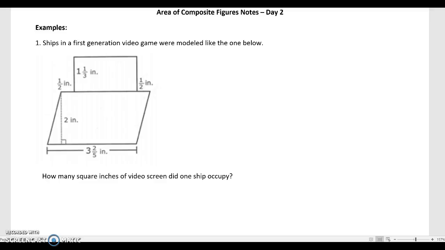Okay guys, so we are now on day 2 of composite figures. So again, we're going to take a figure and break it down into shapes that we know how to find the area of. And we're going to make sure we have our formula chart so that we are using that.